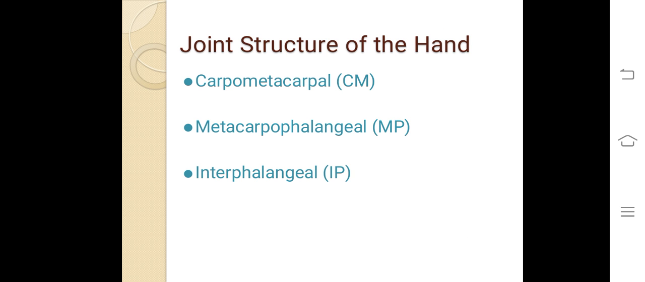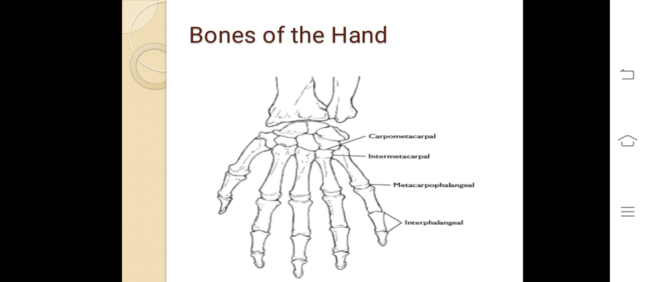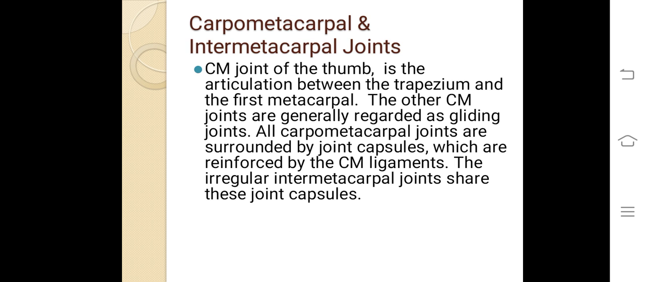Now, joint structure of the hand. A large number of joints are required to provide the extensive motion capabilities of the hand, which include the carpometacarpal joint, metacarpophalangeal joint, and the interphalangeal joint. These are the bones of the hand. Now, these are the articulations.